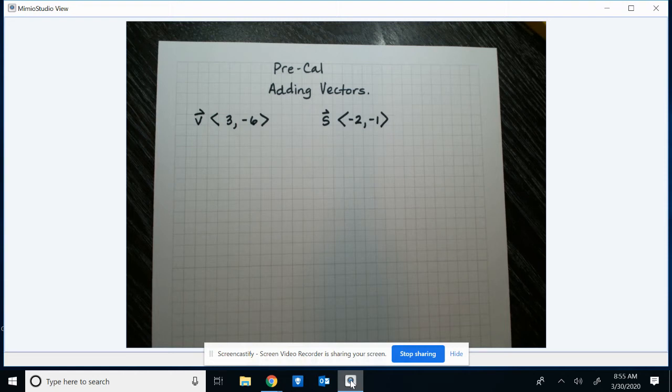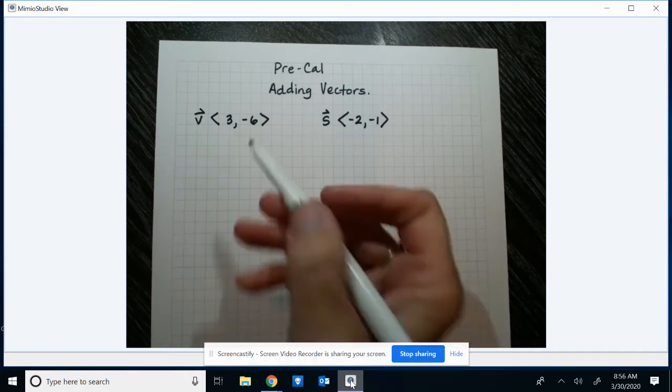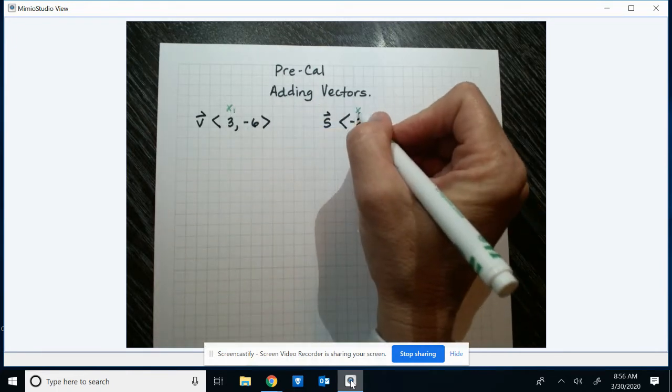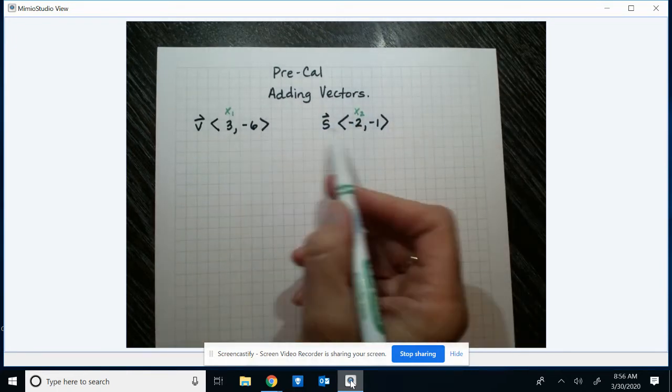Okay, so I wanted to talk about adding vectors algebraically. First of all, it's super easy when you're adding algebraically. You're just going to add the first values of each vector. So this is called our x sub 1, and this is our x sub 2. So you're just adding those together.